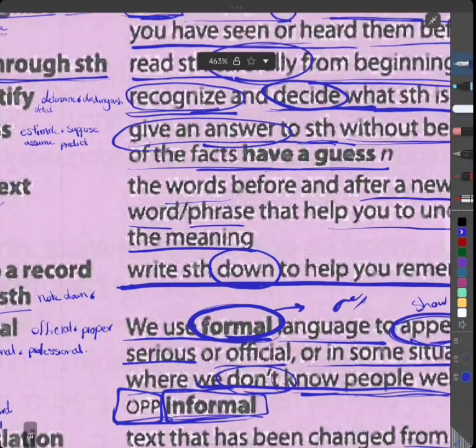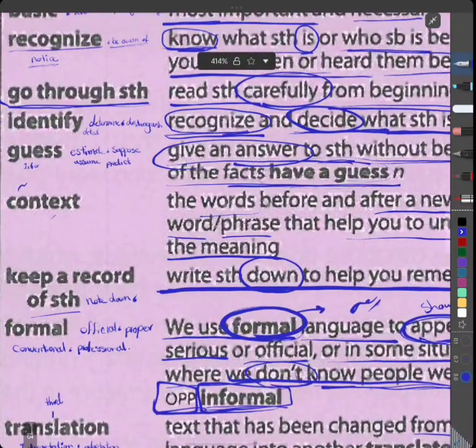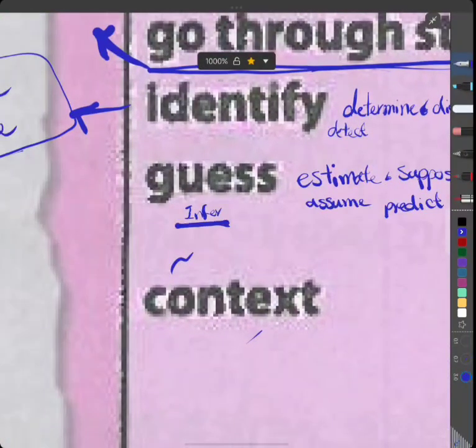Guess. Give an answer to something without being sure of the facts. For example, have a guess. Guess همون حد زدن هست دیگه. حدس و گمان. Other synonyms are estimate, suppose, assume, and predict. And infer. Okay, infer.